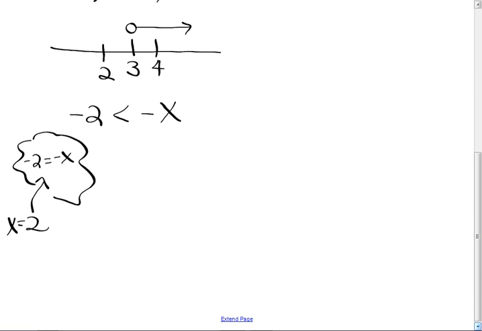Okay, we did not go through the process of solving. We just looked at that and said, what's the only number I can put in there and make it true? This works every time. Okay, so now I'm going to draw my little number line. And there's 2. Do I get to include it?